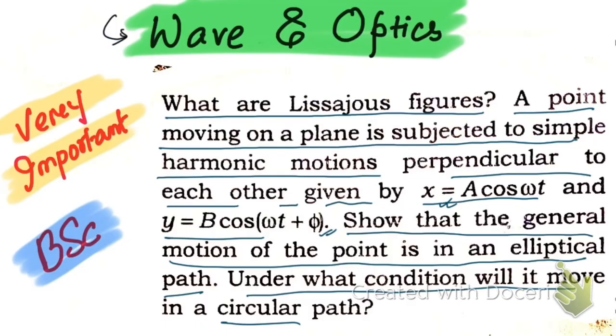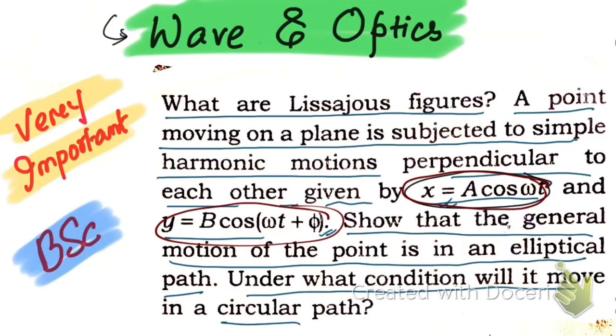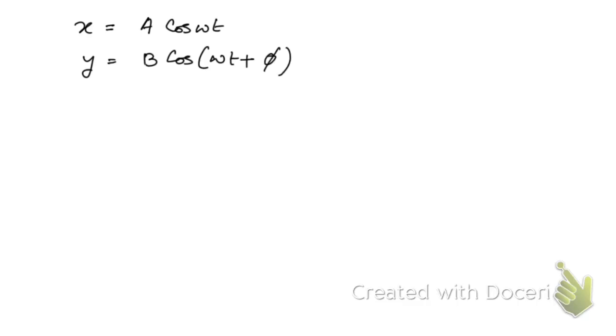Now let me go to the next part of the question. Here we have to show that if these are the two simple harmonic motions that act on the particle, then the path taken by the particle is elliptical. For that purpose, let me write these two equations. x is equal to a cos omega t, and y is equal to b cos of omega t plus phi. So these are the two equations.